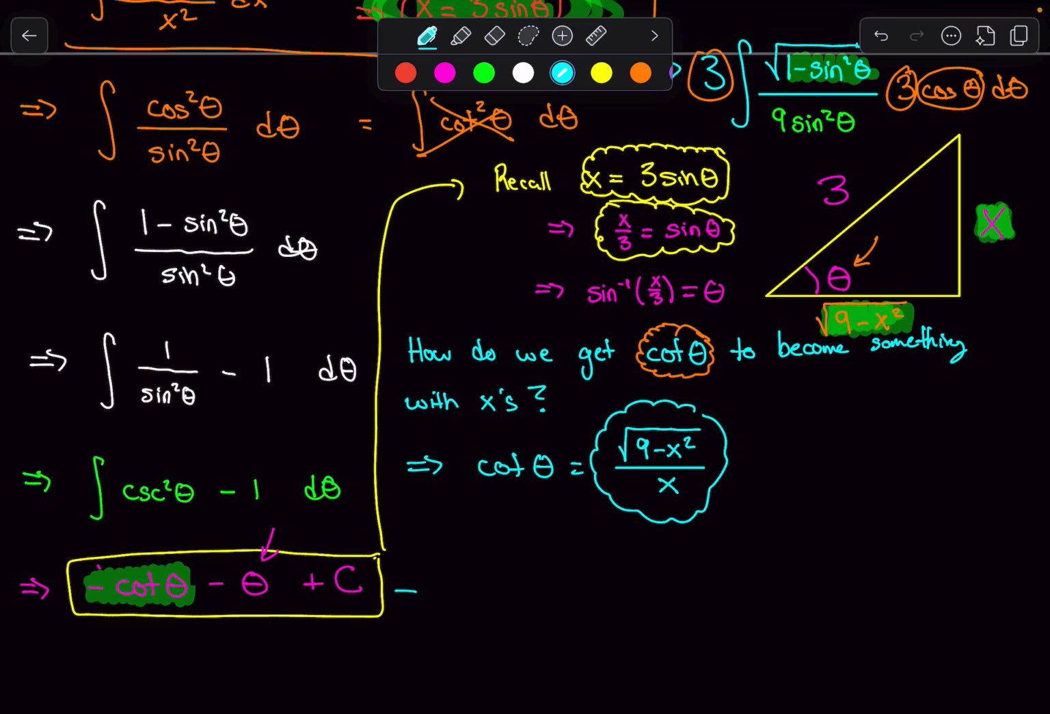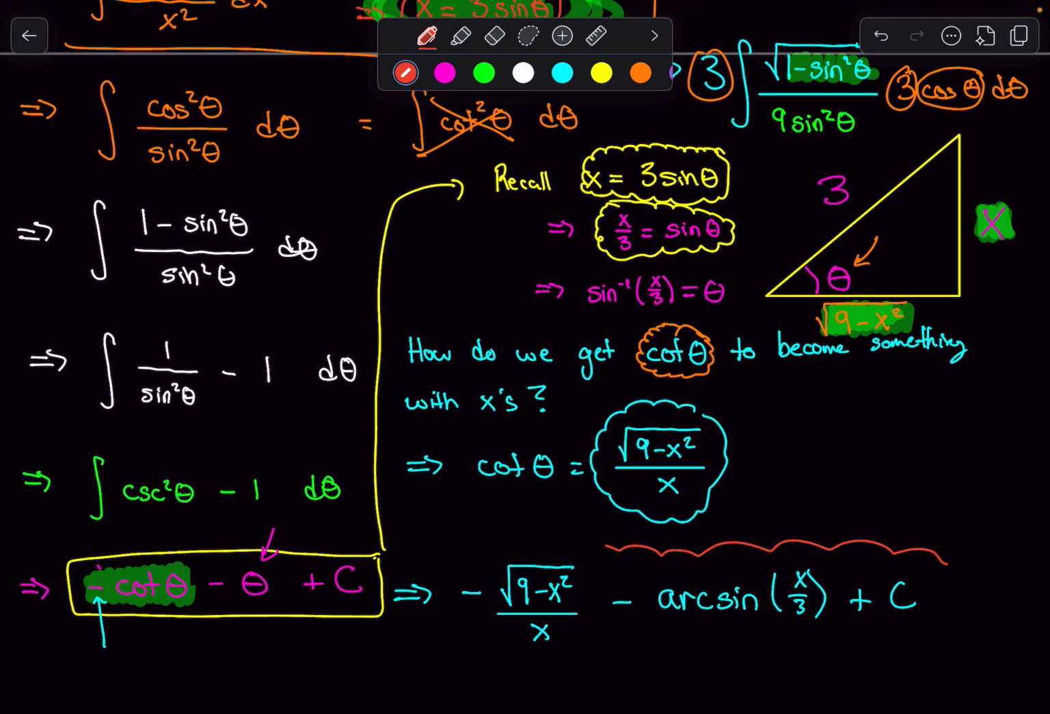And so that makes our final answer for this integral. It's going to be negative the square root of 9 minus x squared divided by x, right? Negative because there's a negative sign already, minus theta, but theta is going to be arc sine, or the inverse sine, of x over 3, and then plus c. And this is our final answer, as disgusting as this looks, right?